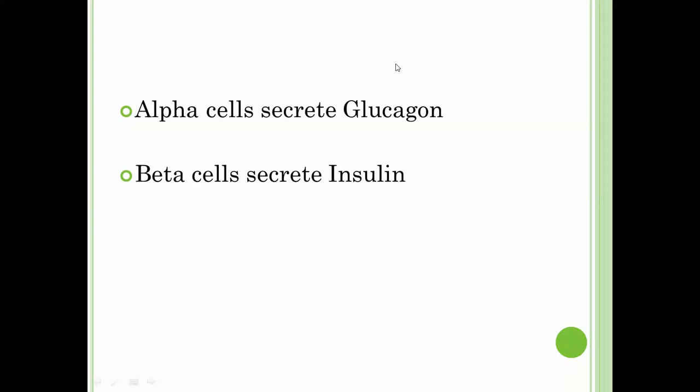Another name for the Krebs cycle, can anyone tell? Tricarboxylic cycle. Yes. And also the citric acid cycle.